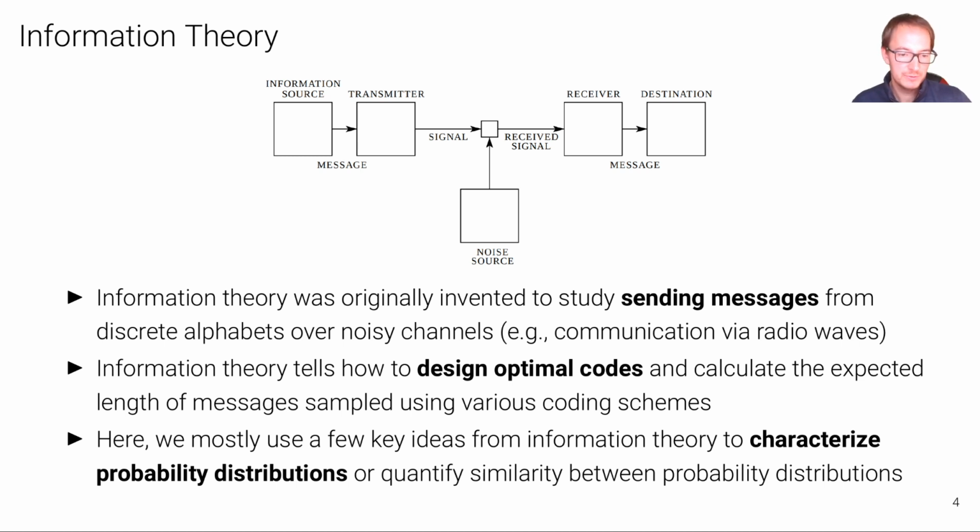Here, in this short course, we mostly use a few key ideas from information theory. The field is huge, and we can't even cover this original paper, not even a tiny bit. So we'll just use a few key ideas from information theory, and we'll use them with the purpose of characterizing probability distributions, or quantifying similarity between probability distributions. That's where information theory comes into machine learning in the context of our courses.